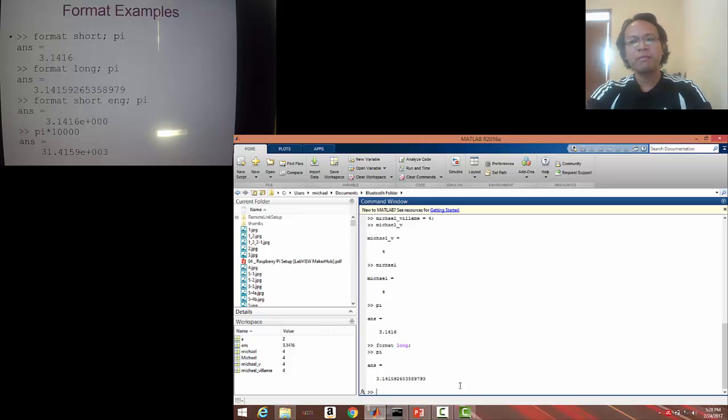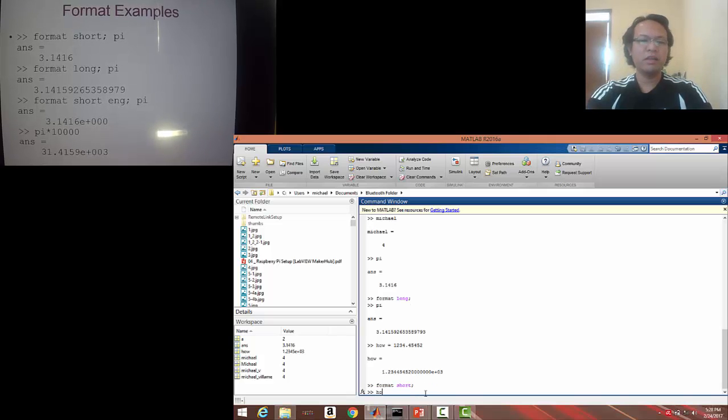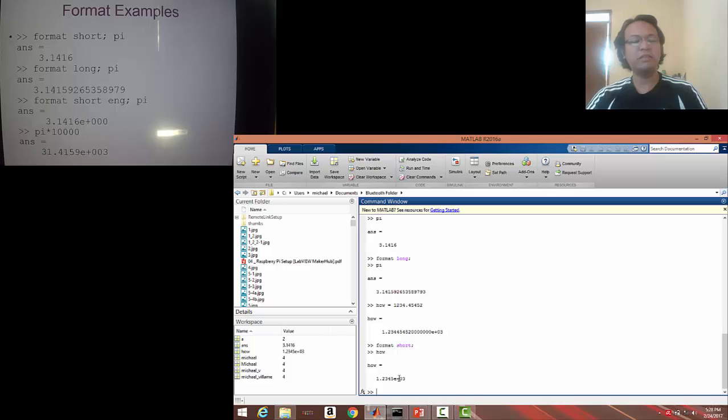If you say a variable is equal to 1, 2, 3 point and so on, it is written in scientific notation in format long. But if you say format short and then the variable again, as you can see, there is a difference. Here you can see format short eng, pi is 3.1416, and then pi times 1000. So these are the formats, but normally in MATLAB it is really in short format.